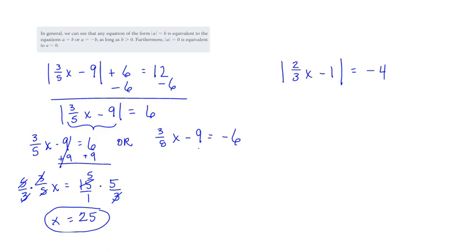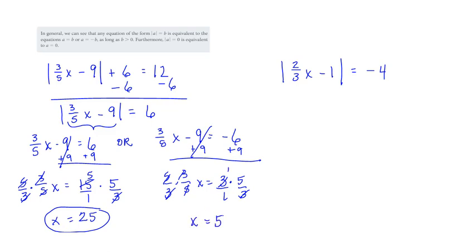And then I'm going to add 9, add 9. 3/5 x equals, that's a 3. Multiply both sides by 5 over 3. Well, this one is really pretty, isn't it? 3 goes into 3 one time. X equals 5. And there's my other possible solution.